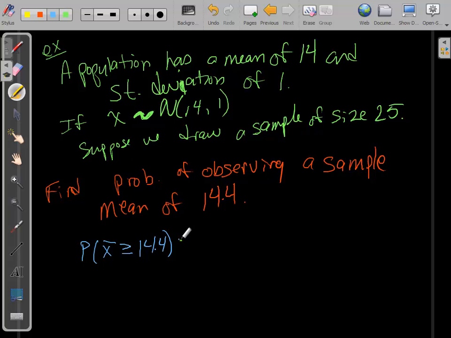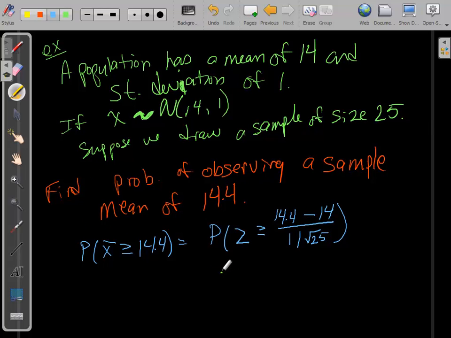Well, this is the same thing as the probability of z being greater than or equal to whatever the z-score of this observation is. And so we know that it's 14.4 minus the mean, and then we can divide it by its standard deviation, which in this case utilizes the standard error. So this part right here is the mean from the distribution of x bar. This 1 over root 25 is the standard error, the standard deviation for x bar. We call it standard error to separate it from just a traditional standard deviation, and again in just a moment I'll give a broader picture of why it's called a standard error.